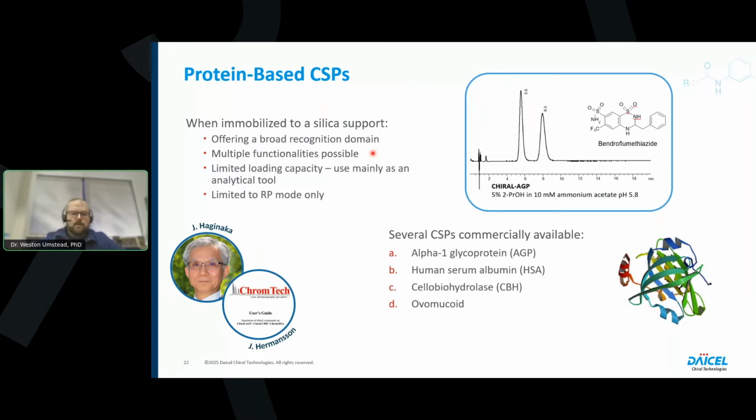They do, however, have a limited loading capacity because the separation mechanism is based on the actual protein binding to the analyte that's coming in. As long as there are binding sites available, the column works great. But if all the binding sites are blocked by these interactions, then you can really quickly overload the protein. And because they can be denatured quite easily by changes in pH or certain solvent exposure, they are really limited to reverse phase mode, which makes optimization a little bit more challenging with these.